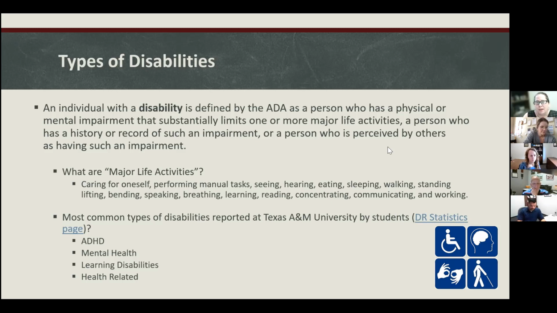Here at Texas A&M, we keep some stats on the students that we see. The most common types of disabilities that are reported are ADHD, mental health conditions like anxiety, bipolar disorder, and depression, learning disabilities like dyslexia, reading disorder, and writing disorder, and health-related conditions like diabetes, chronic fatigue, and seizure disorder.